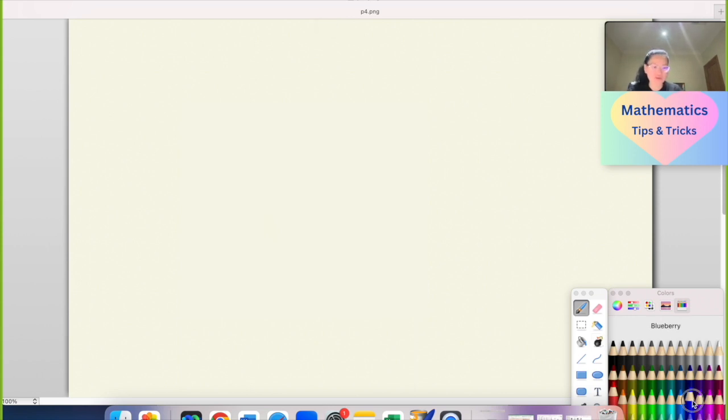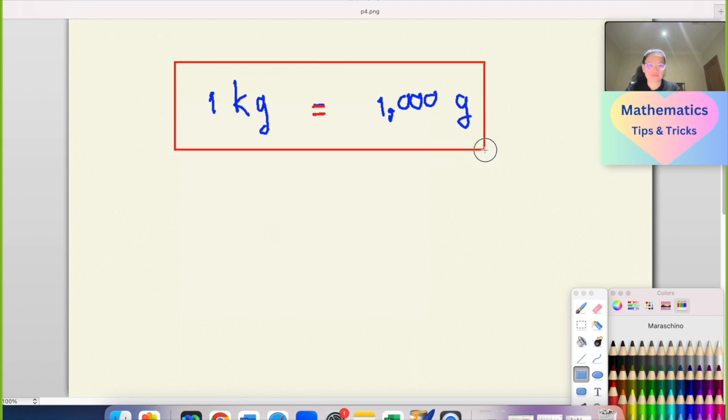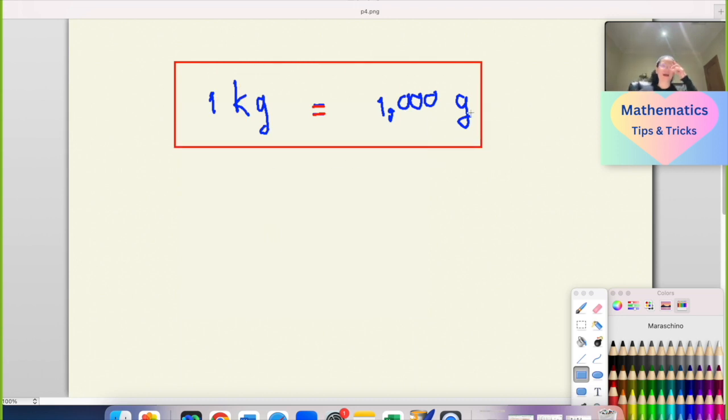Okay, let's try to convert the unit. 1 kilogram. Can you write down with me, please? 1 kilogram equals 1,000 grams. Have you learned about this one or not yet? Yes. So again, 1 kilogram used to be the unit.